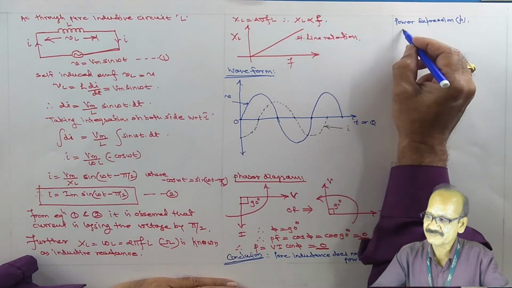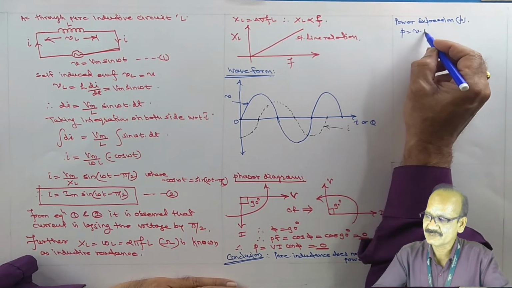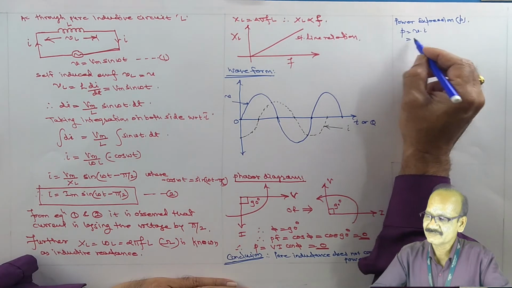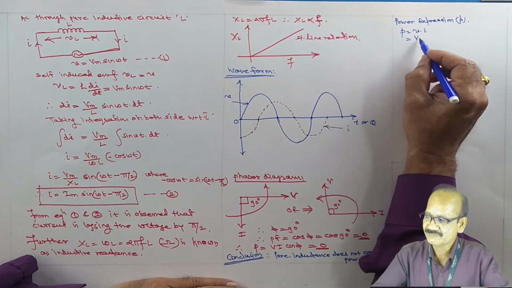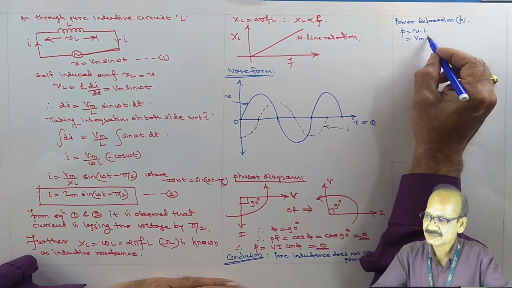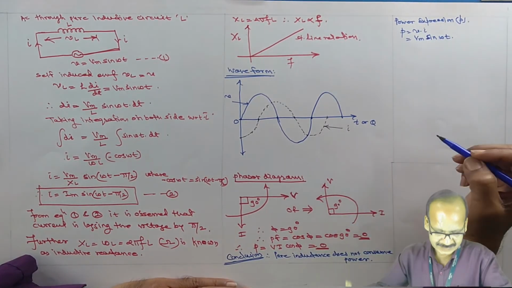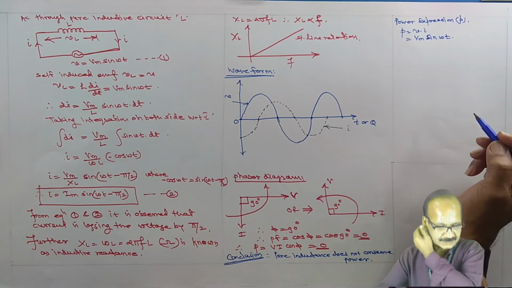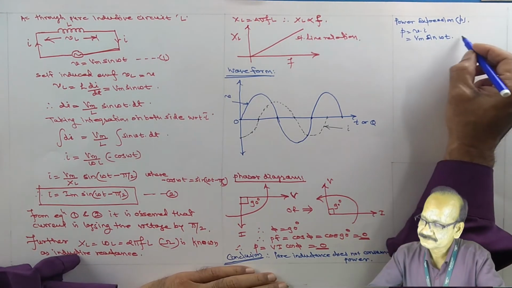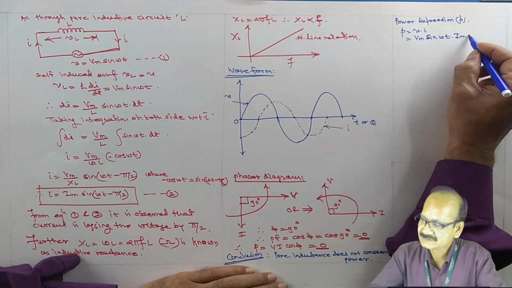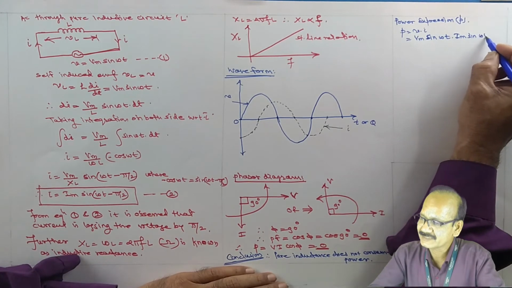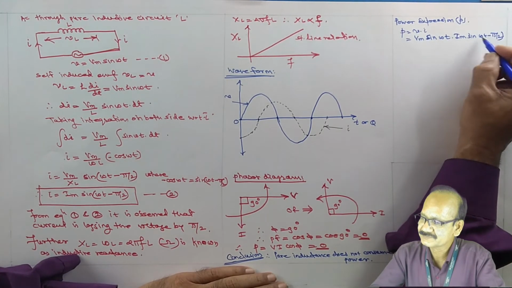See, from equation 1 and 2, P equal to small v into small i. Now what is small v? v equal to phi max sine omega t. What is i? i equal to i max sine omega t minus pi by 2.